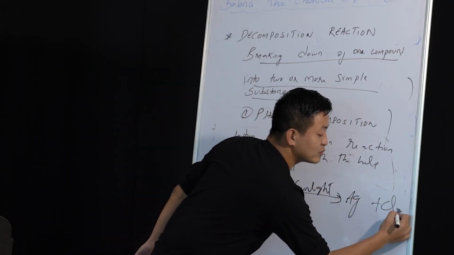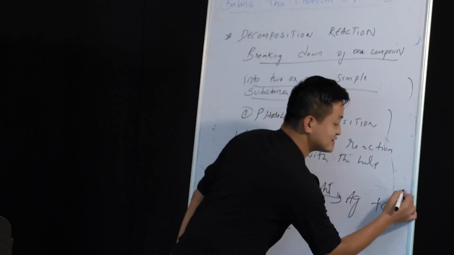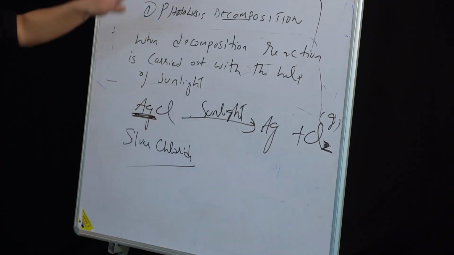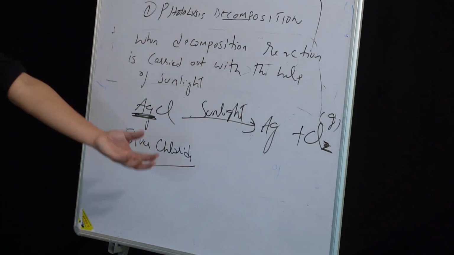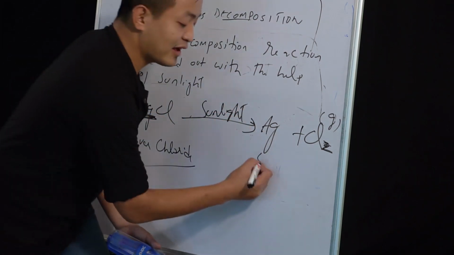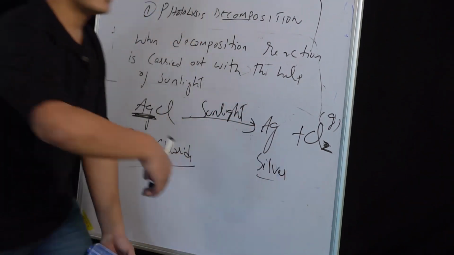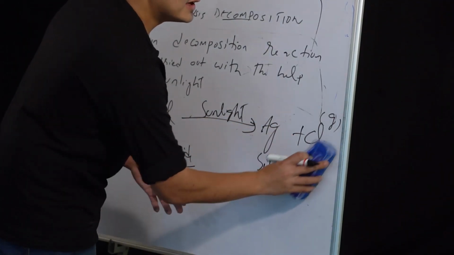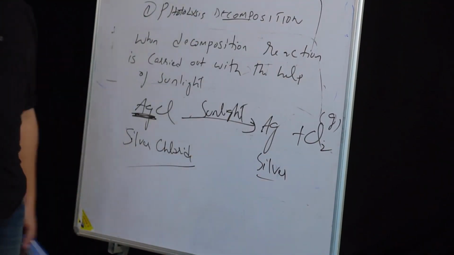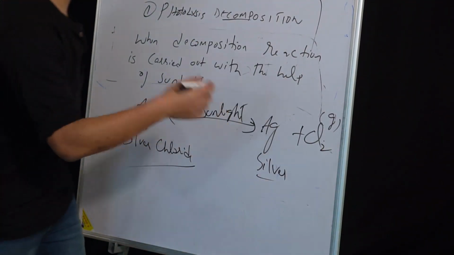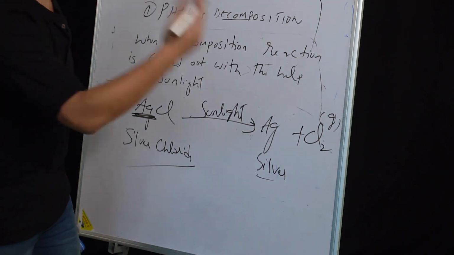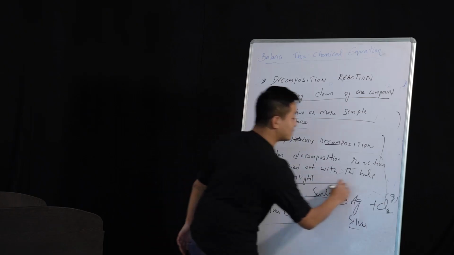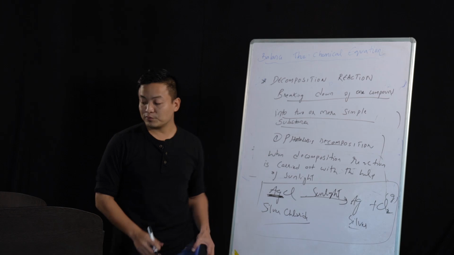Clear? So chlorine will be passed out in the form of gas. So now we get silver. Before it was AgCl, but with the help of sunlight, now we are able to obtain the silver. And Cl is gone in the form of gas. And why have I written Cl2 here? Because chlorine is a non-metal. It is a gas. So whenever we are writing chlorine alone, it needs a backup, Cl2. So write Cl2 here. So this is the example for photolysis decomposition.